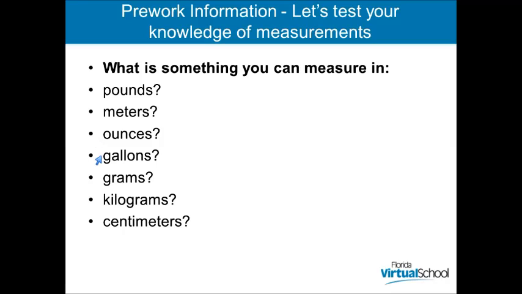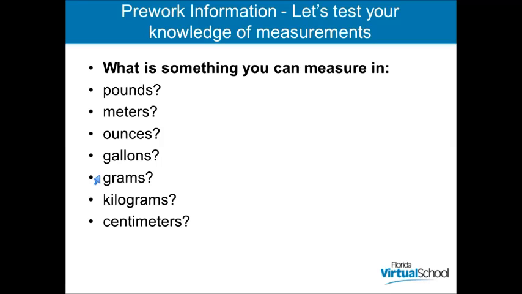Let's talk about gallons. What is something you can use to measure gallons? Well, I won't give you a whole lot of time to think about that, because the common thing that comes to my mind is milk, a gallon of milk. So gallon is used to measure volume. How much does the container of milk contain?